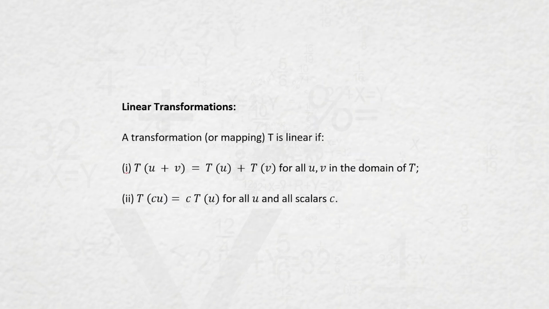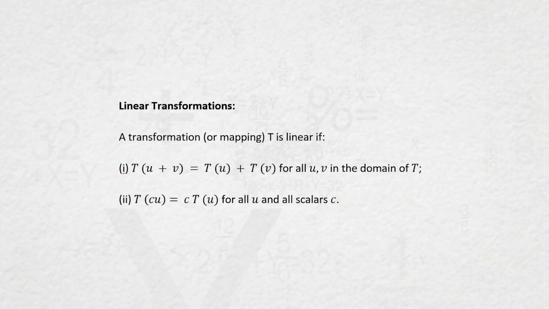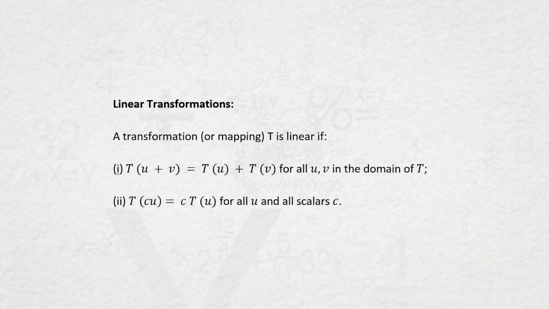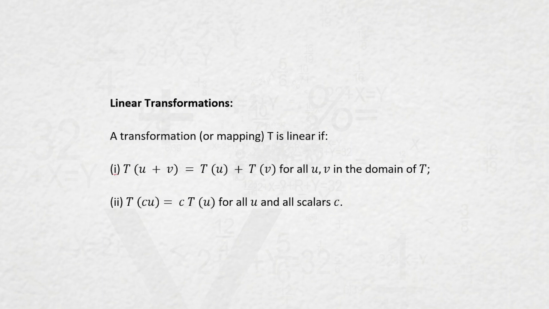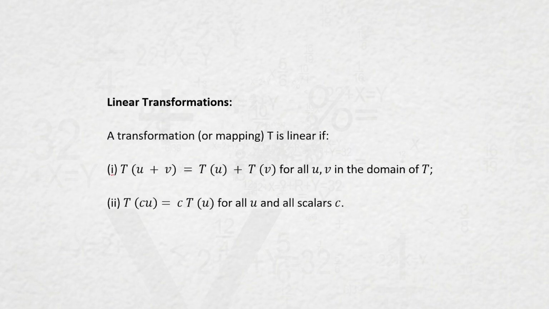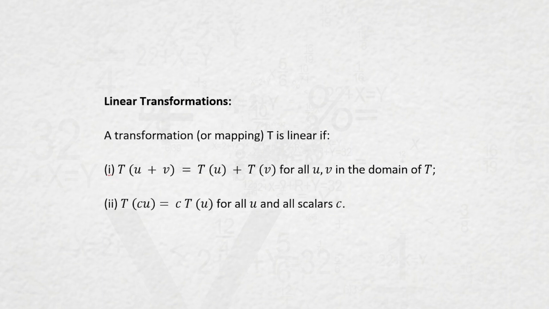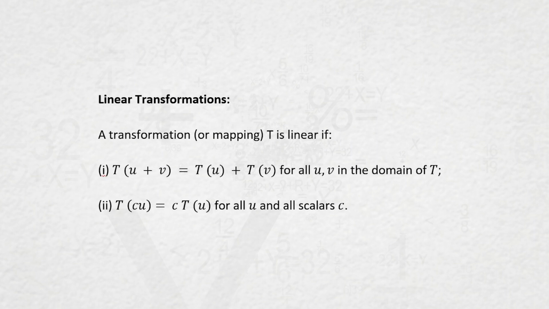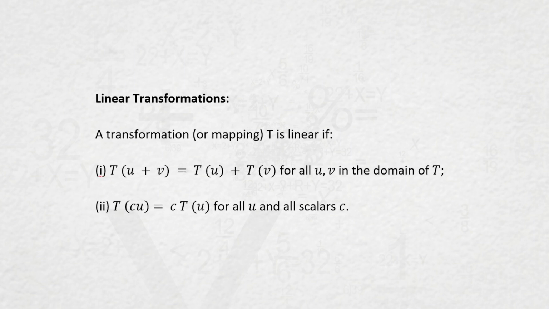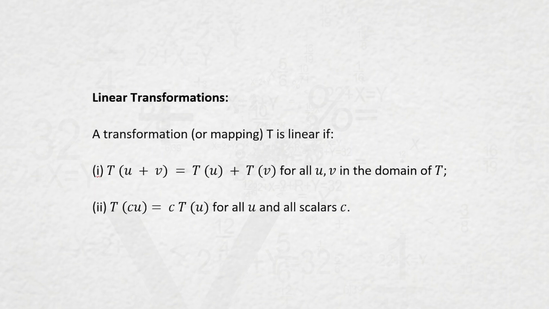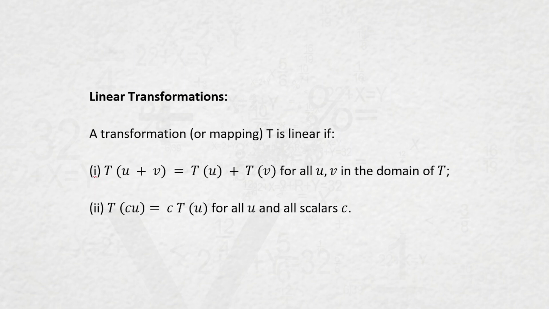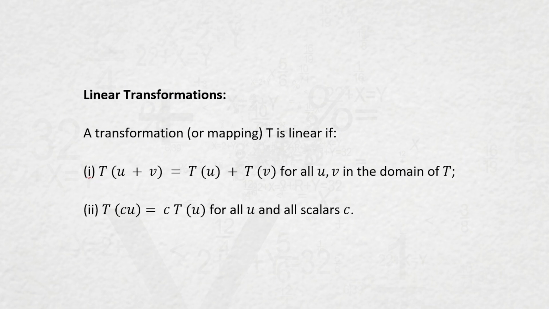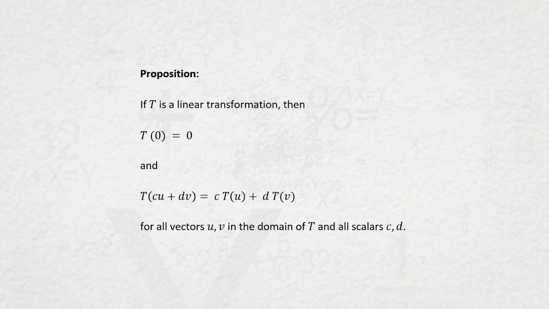Next, we shall discuss linear transformations. A transformation, we can call that a mapping also. We denote that by T. T is linear if it satisfies two conditions. First condition is T of u plus v is equal to T of u plus T of v for all u, v in the domain of T. Next one is T of cu is equal to c multiplied by T of u for all u and for all scalars c. Next we shall see a proposition.